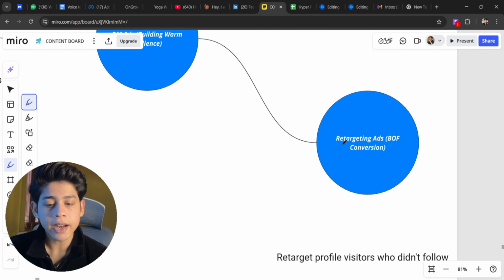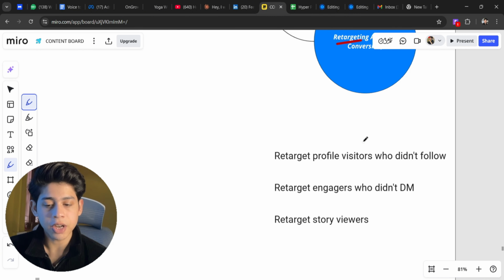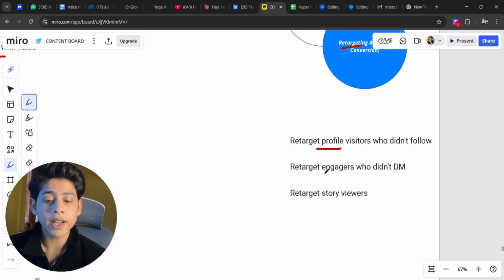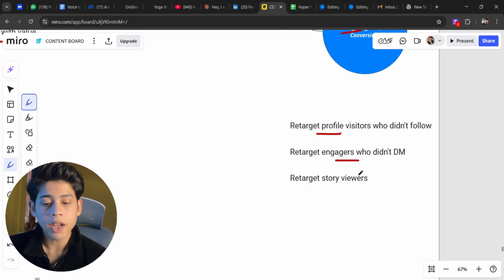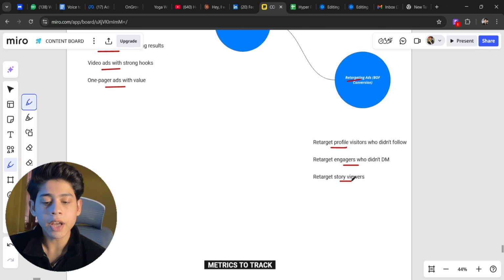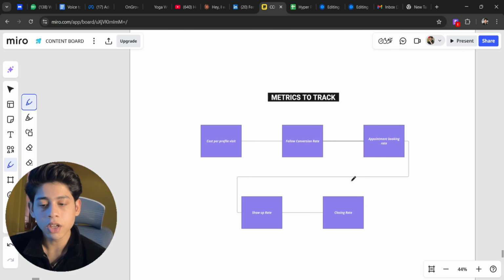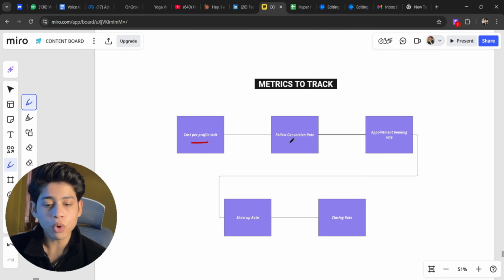Now the third is retargeting ads. Here our bottom of the funnel conversion happens. So here we retarget the profile visitors who didn't follow, retarget the engagers who didn't DM, and we retarget the story viewers. Right. And the metrics that you have to track with the paid ads are cost per profile visit, follow conversion rate, appointment booking rate, show up rate, and the closing rate. And you don't need to do this all manually. Again, we have all these automated. So all of this data we can simply track in a single sheet.